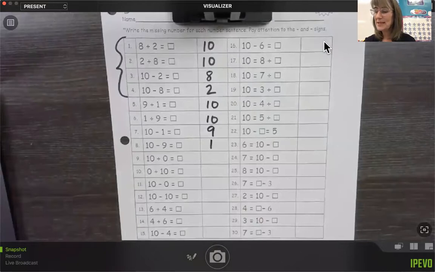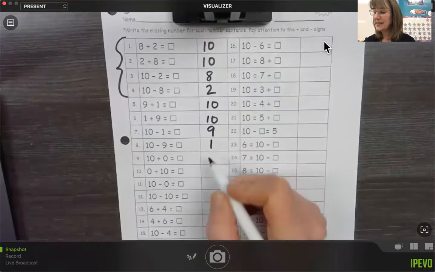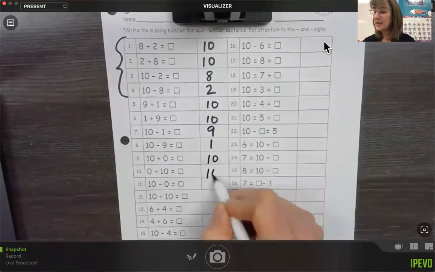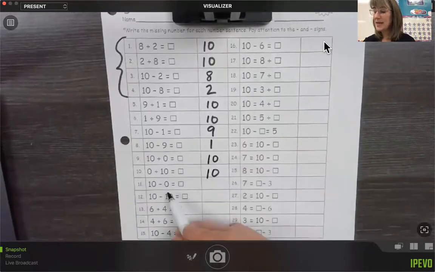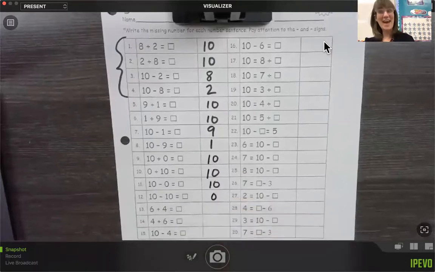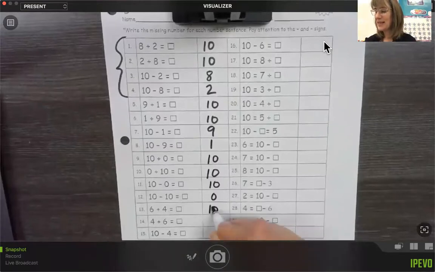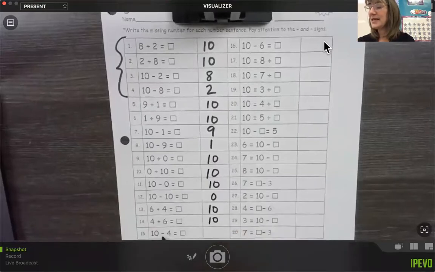Here we go. 10 plus 0, 10. 0 plus 10, 10. 10 minus 0, 10. 10 minus 10, 0. Another fact family. 6 plus 4, 10. 4 plus 6, 10. 10 minus 4, 6. 10 minus 6, 4.